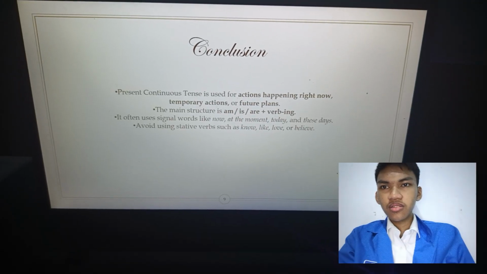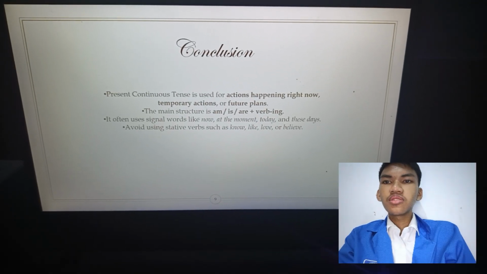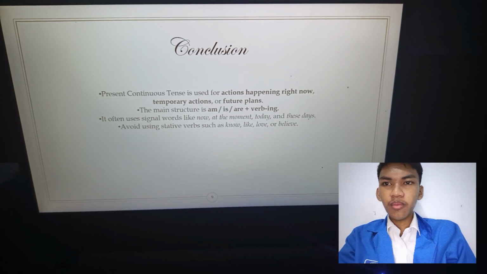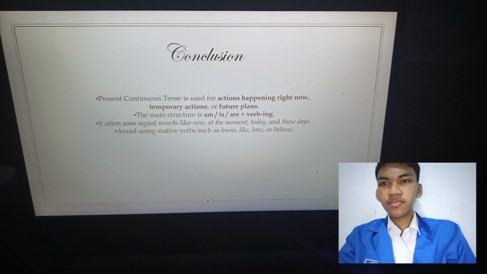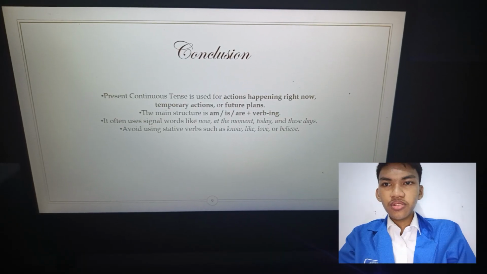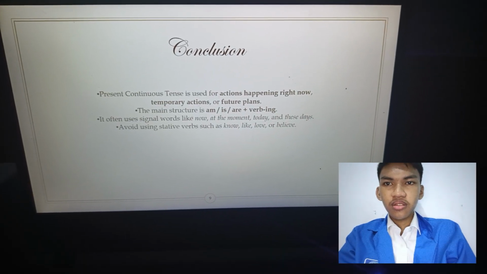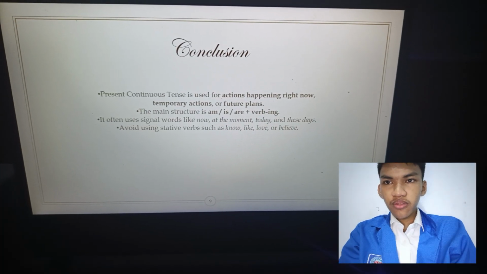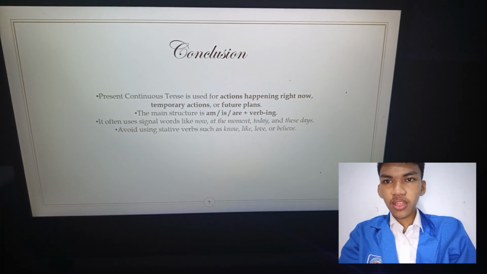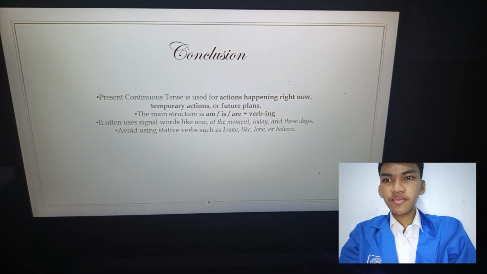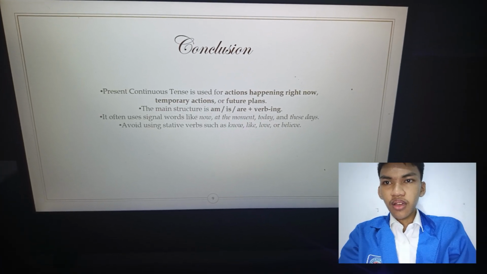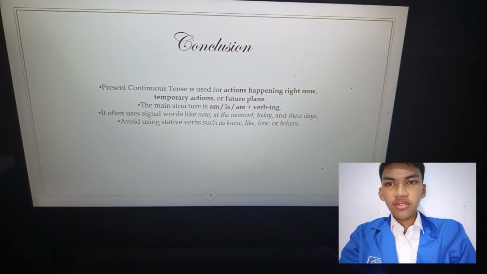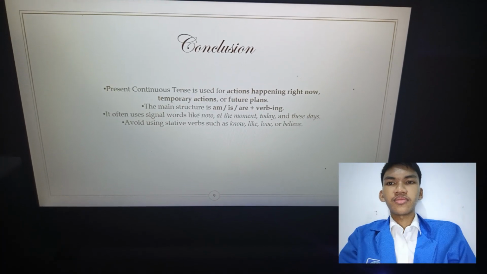Next, conclusion. Present continuous tense is used for actions happening right now, temporary actions, and future plans. The main structure is am, is, are plus verb-ing. It is often used with signal words like now, at the moment, today, and these days. And avoid using stative verbs like know, like, love, or believe.